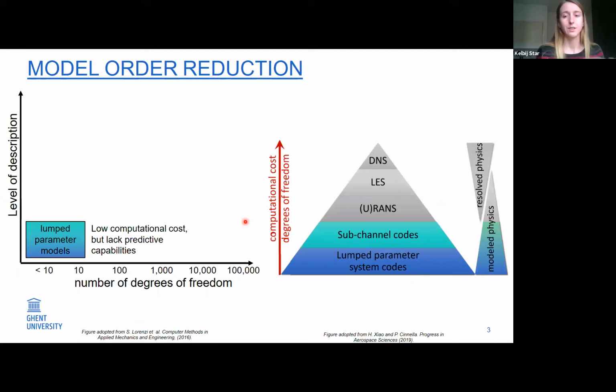There are 2 types of numerical codes that are frequently used for the thermohydraulic analysis in the nuclear industry. The first type of codes are based on one-dimensional models of physical transport phenomena, such as system codes and sub-channel codes. The computational cost of solving these models is low. However, the models lack predictive capabilities as they are represented by a low number of degrees of freedom.